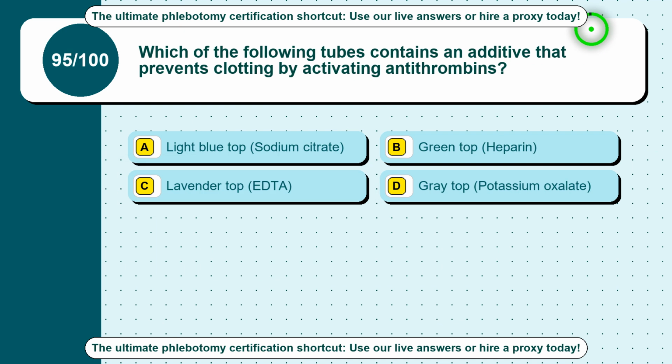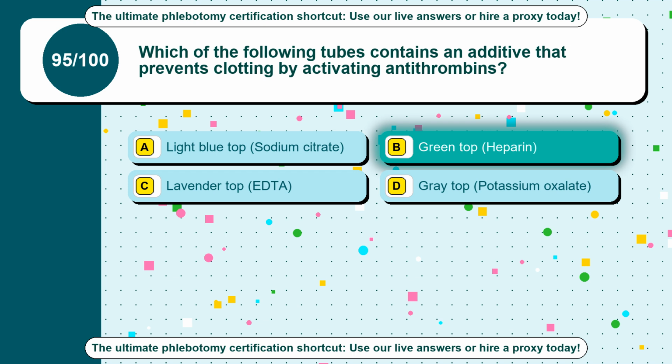Question 95. Which of the following tubes contains an additive that prevents clotting by activating antithrombins? Option A, light blue top, sodium citrate. Option B, green top, heparin. Option C, lavender top, EDTA. Option D, gray top, potassium oxalate. The correct answer is option B, green top, heparin.